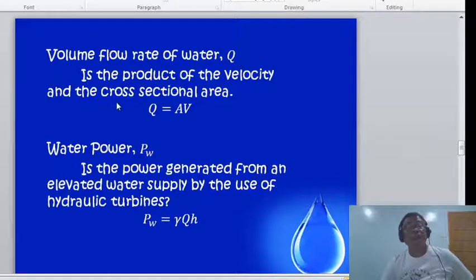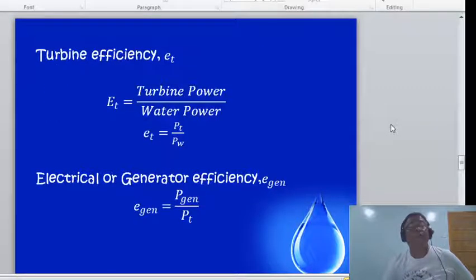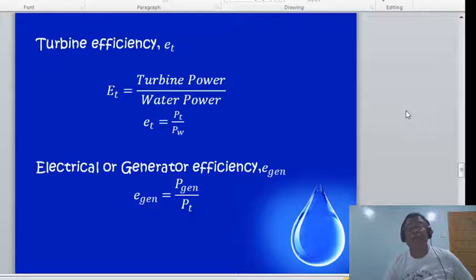Another is the water power, the power generated from an elevated water supply by the use of a hydraulic turbine. The power equals the unit weight of the water multiplied by the discharge multiplied by the change in elevation. Another is the turbine efficiency, which is the turbine power divided by the water power. The electrical generator efficiency is the generator power divided by the turbine power.